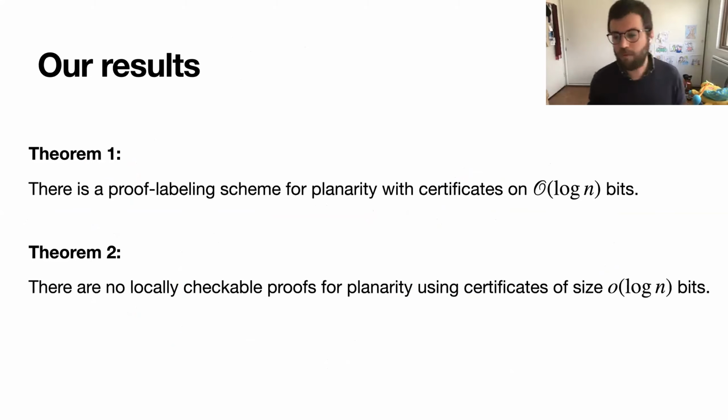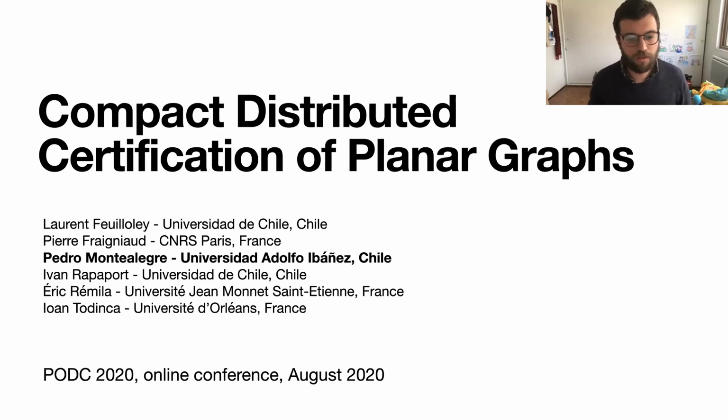And regarding the lower bounds, we show a more general result: any class of graphs defined by forbidding cliques of size greater than 3, or complete bipartite graphs of size at least 4, also requires at least log n bits for any proof labeling scheme, or for locally checkable proofs, in fact. And that's my presentation. Thank you very much for your attention.